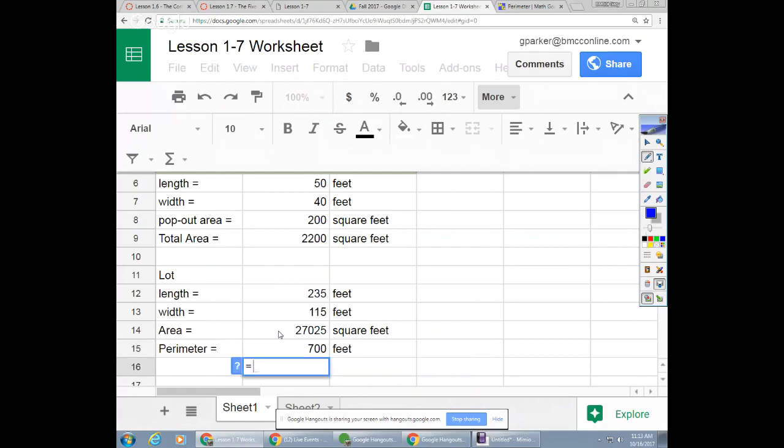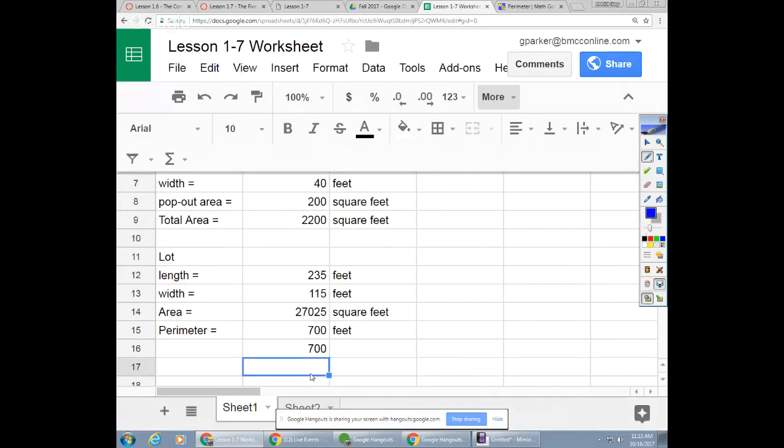Double check that perimeter. I start on the bottom, I have 235 feet. Then I go up, say, the right side, that's 115. Then I go across the top, that's another 235. And then I go down the left side, and that's another 115. So you can see here I have 2 widths and 2 lengths. So it should give me the exact same number. So there's often more than one way to do a job.